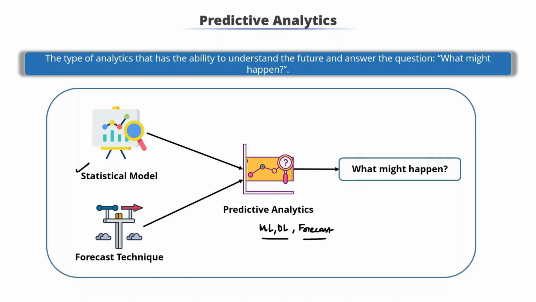When you apply all this, the type of question that you try to answer is, what might happen in the future. So to your available data, you apply machine learning, deep learning, or time series forecasting. These methods are applied to perform predictive analytics on top of my data set, and we try to get the answer of what might happen in the future.